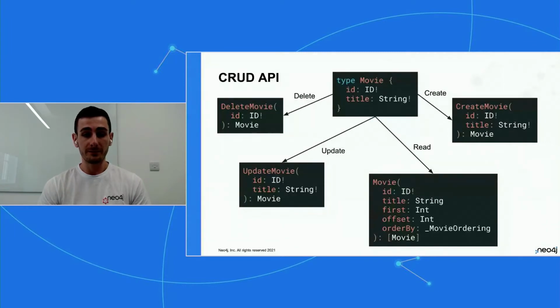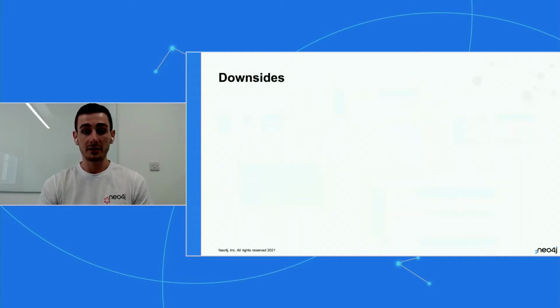You would get an update mutation, which allowed you to update movies, and also a delete mutation, which allowed you to delete a movie. As we come back to that pain point of boilerplate and developer productivity, here we've got automatically generated resolvers for these, and also a full CRUD API through a single type definition.